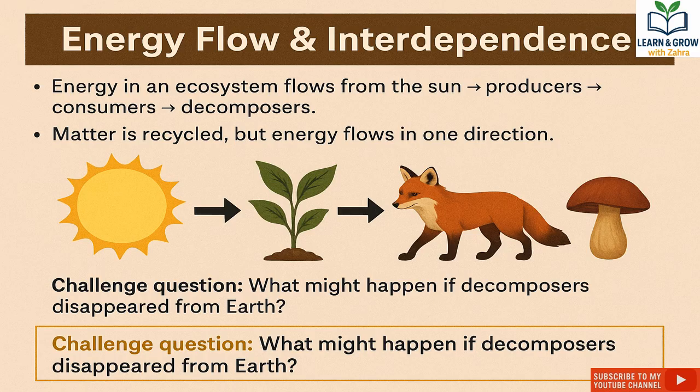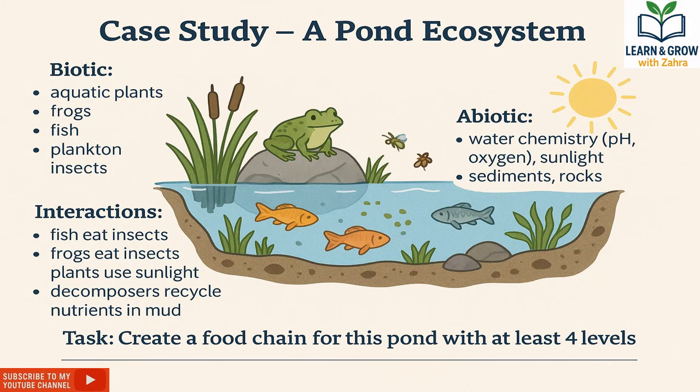Let's make it concrete. Think about a pond ecosystem. Okay, a pond. What are the biotic factors? You'd have maybe some water plants, algae, maybe frogs, fish, little plankton, insects buzzing around. Right, loads of living things. And the abiotic factors? Yep. The water itself, its chemistry like pH or oxygen levels, the sunlight hitting the surface, the mud and rocks at the bottom, the temperature. They're all interacting.